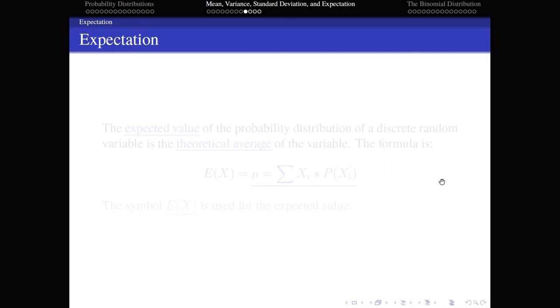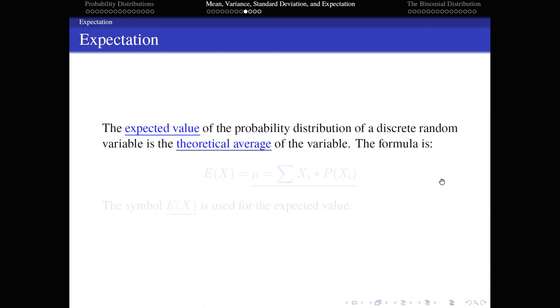Closing this out, we'll talk about statistical expectation. Statistical expectation is just a fancy word for saying the mean of a distribution. It's the theoretical average of the random variable that we're looking at. Note that this is different than a real mean where we actually can observe the different values. In this case, this is theoretical. In other words, what we would expect to happen.